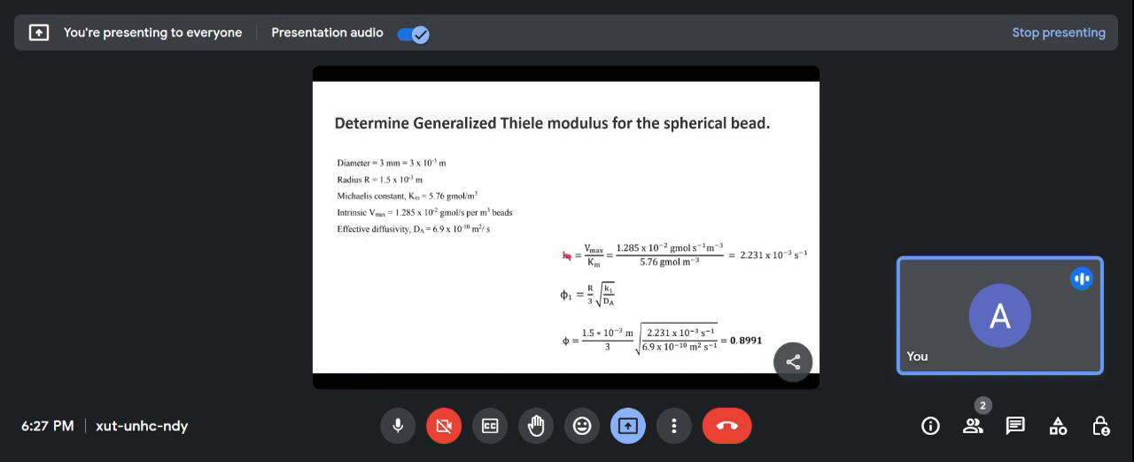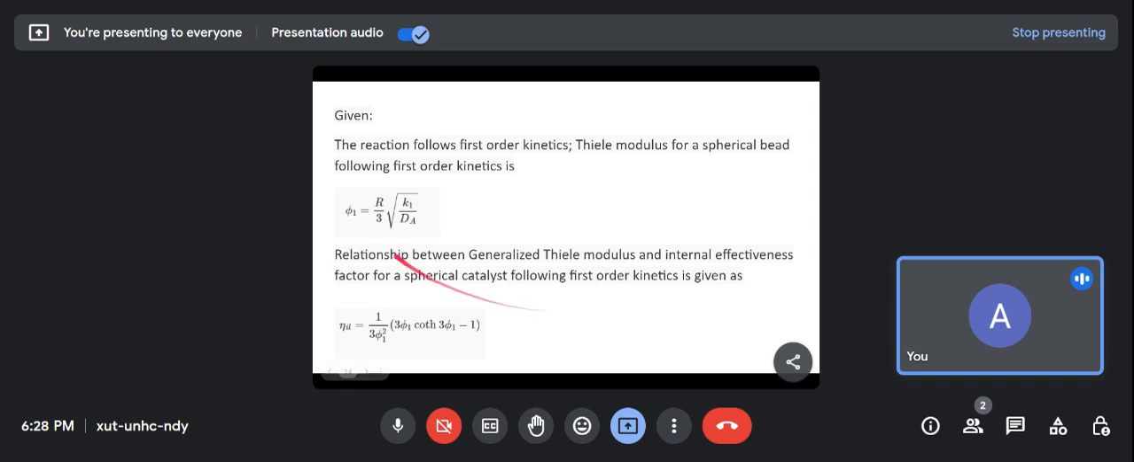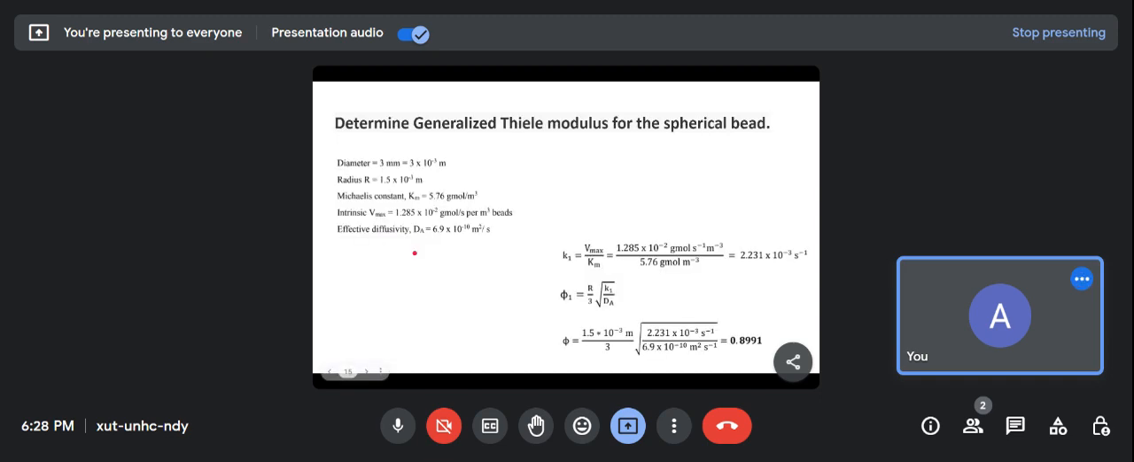Okay. So first you will have to find the reaction rate constant, which is given by Vmax by Km, and you know both Vmax and Km. 1.285 into 10 to the power minus 2 divided by 5.76 will give you 2.231 into 10 to the power minus 3 per second. Okay. So now the generalized Thiele modulus, according to the formula that they've given you here, is R by 3 times root of K1 by DA.